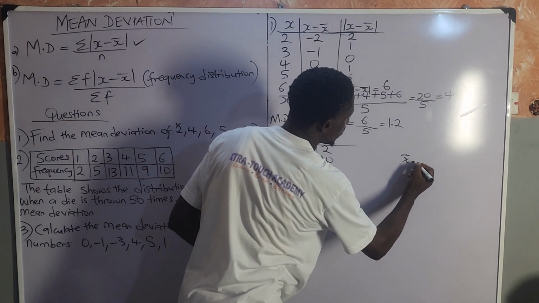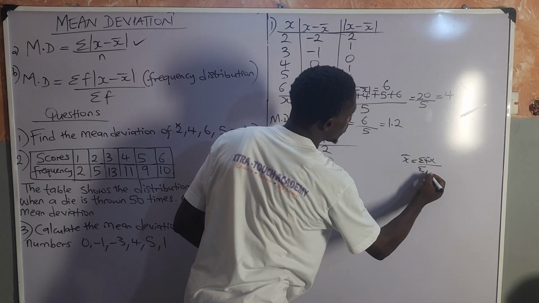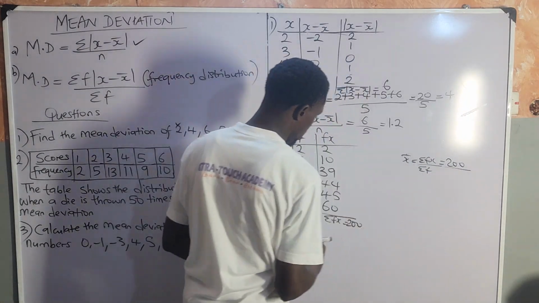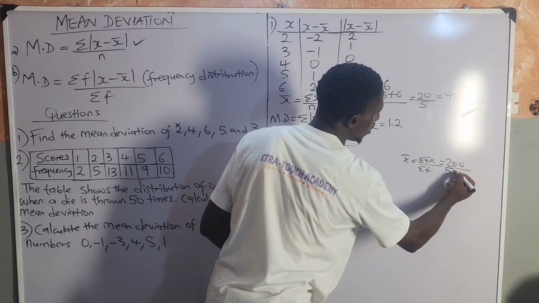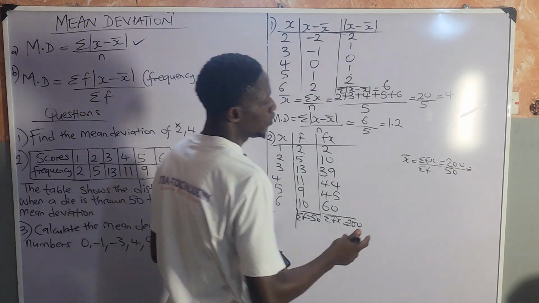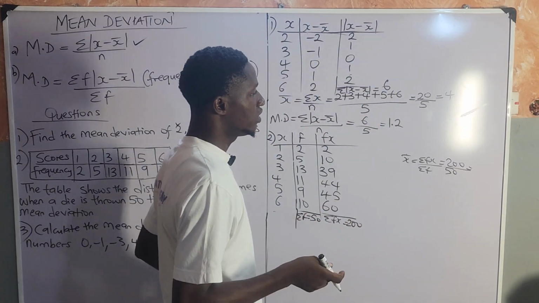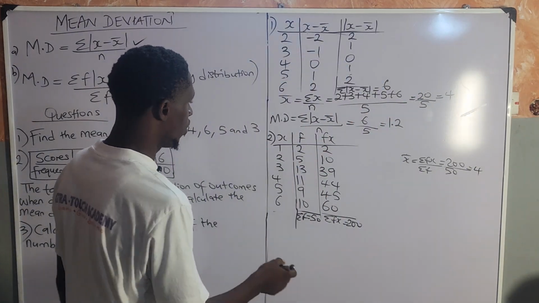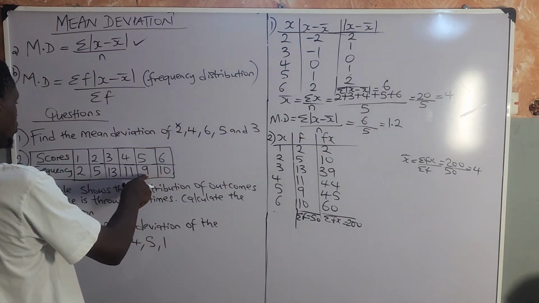Our x bar is equal to summation of fx over summation of f. Summation of fx is 200 over summation of f is 50, which will give us 4. So 200 divided by 50 is 4. So our x bar is 4. Remember, this is a frequency distribution.